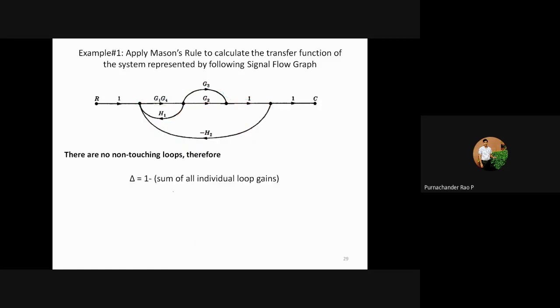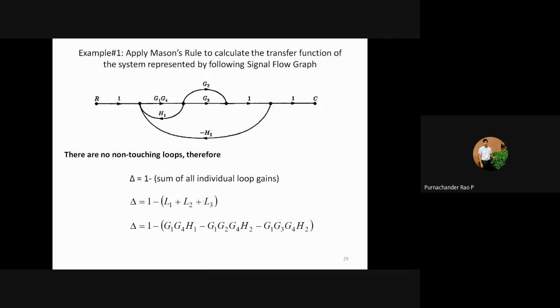And therefore, I can find these values as delta is equal to 1 minus the sum of all individual loop gains only. Okay, because there are no two non-touching loops available, and therefore we stop here with the delta value of 1 minus all the values of L1, L2, L3 substituted here. Okay, so this will give you the value of delta.